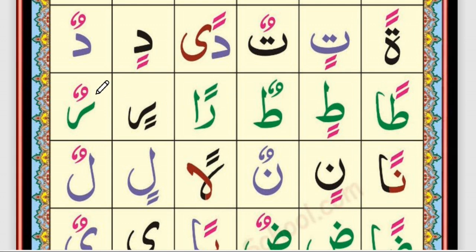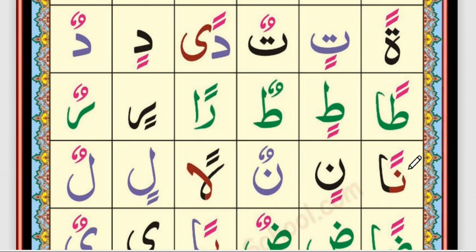When two zabar and two pesh come on raw, we read ra in a thick voice, and when two zer comes, we read rin in a thin voice. Rin, ron, rin, run. So read ron and run with a thick voice. And also you have to touch your tip of the tongue to the back of the gums of your upper four front teeth. Come to the next letter pronunciation.